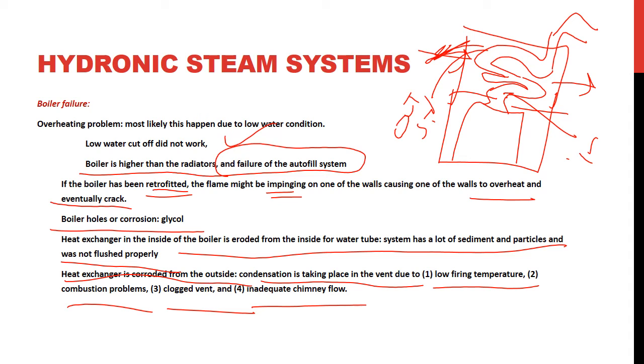So if the low firing temperature, combustion problem, clogged vent, inadequate chimney flow is coming from the outside, which means here in this area, actually, it should be from the inside. If it's created from the inside in here, that means there is a flue pipe coming back. I will fix this. It's from the inside. If there's low temperature and a condensation problem and a bad combustion problem, this will cause the pipe to be corroded from the inside.